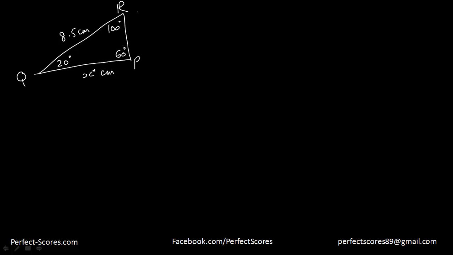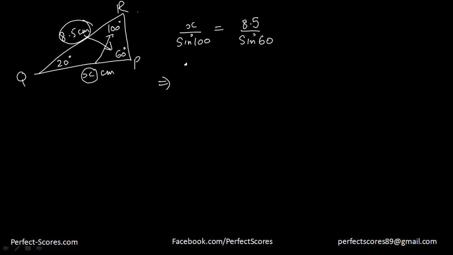As you can see, x is opposite to 100, so we can say x over sine of 100 is equal to 8.5 over sine of 60. It has to be the opposite angle. Now you can use your calculator to find the value of sine of 100.